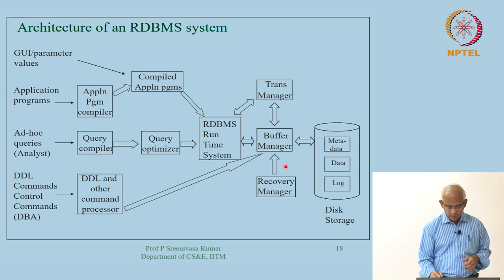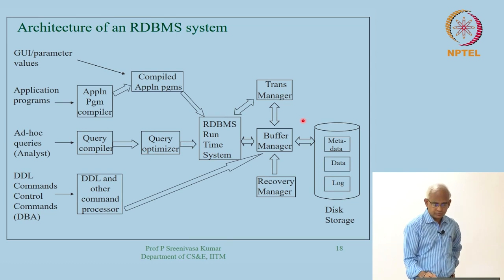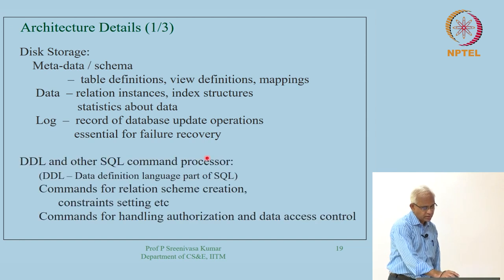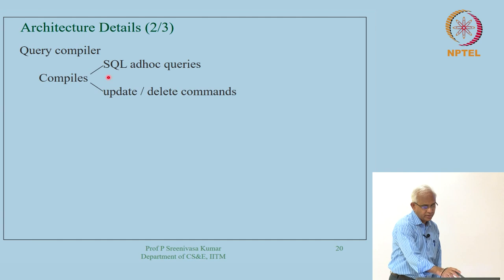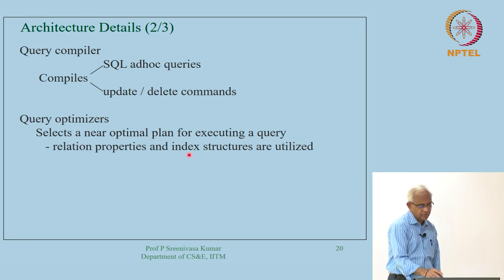Good. So, I suppose you got a fair picture of the various subsystems that are involved in an RDBMS system. Now, whatever I have been talking about is there in the next few slides, like what the disk is storing, and what the DDL SQL command processor will do. It creates the relation schema and the constraints. It also handles authorization and data access control. The query compiler compiles SQL queries and also update and delete commands. The query optimizer selects an optimal plan for executing a query. As I was telling you, the query is represented as a relational algebraic expression.